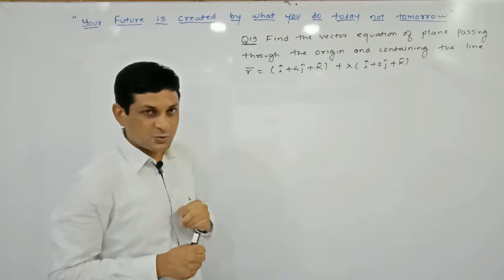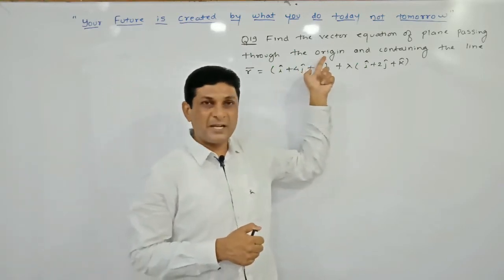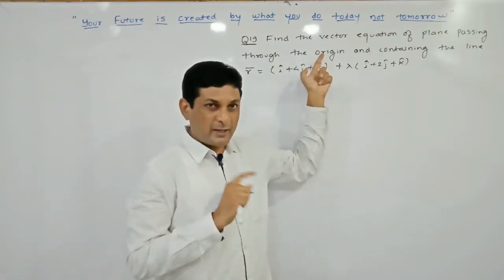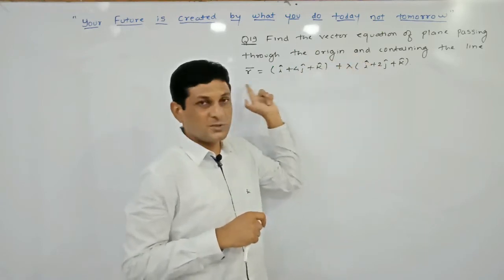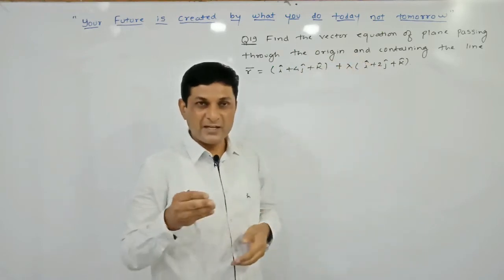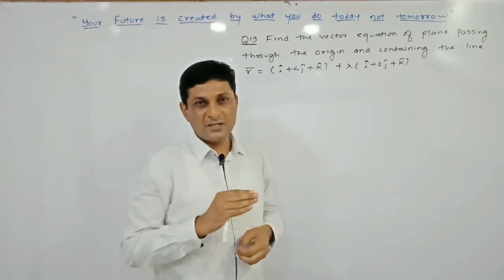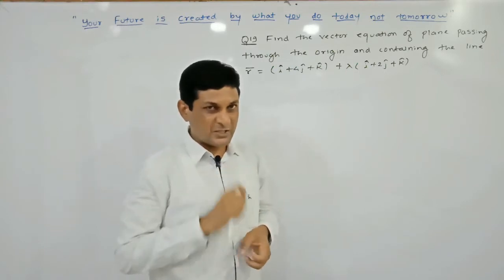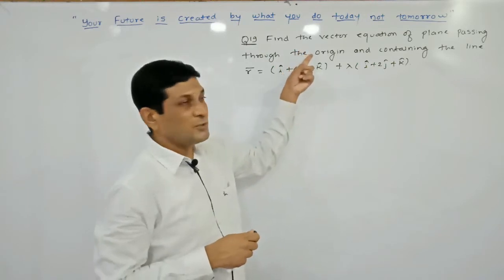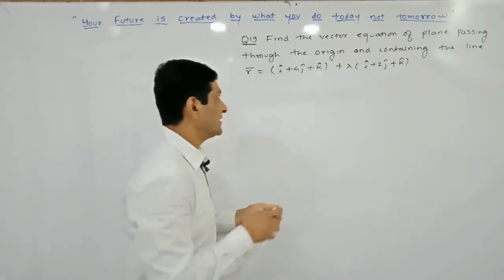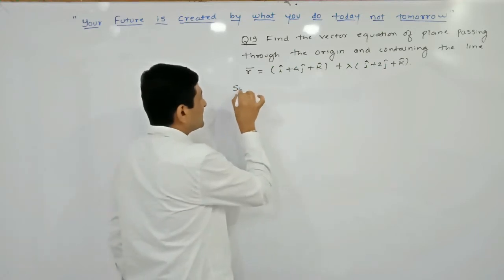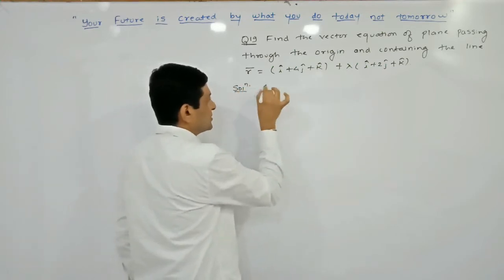Plane passes through the origin, which means one point on the plane is what? Origin. So one point on the plane is known to us, and this plane contains the line. So this line is contained in this plane. Using these conditions, we have to find the equation of the plane. So first let us use the first given condition, that the plane passes through the origin.